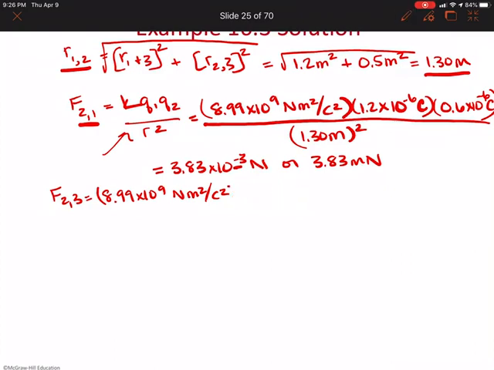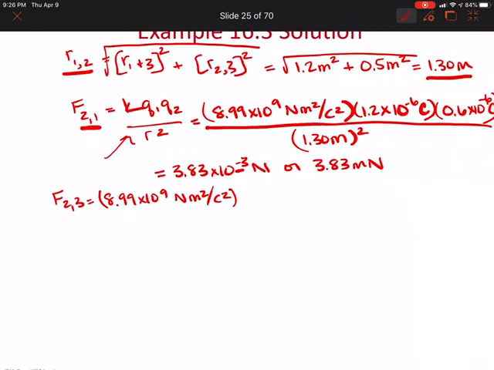Yeah, we're doing not charge 1, we're doing charge 2 and 3. Okay, so charge 2, let me look back over.